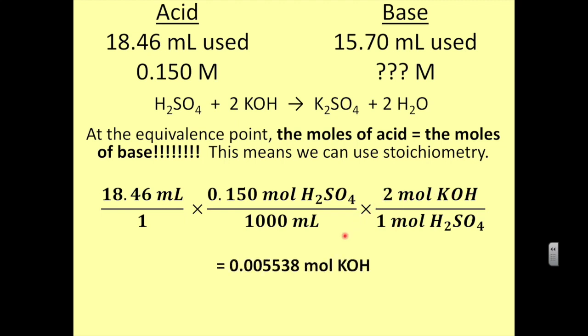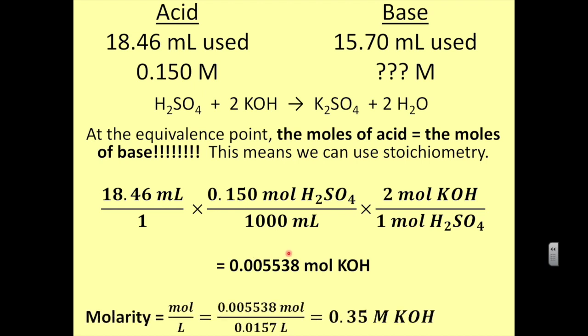Now I find that my moles of potassium hydroxide is 0.005538, and then I use my molarity equation again as moles divided by my volume of base, which is 0.0157 liters, and I get 0.35 molar KOH. Please note that this number came from up here. Okay, that's where that came from.